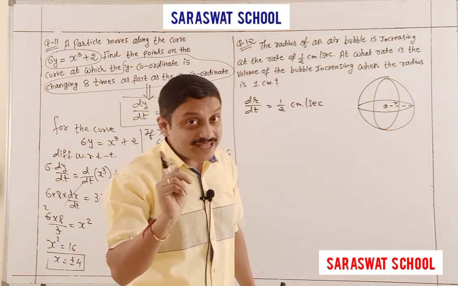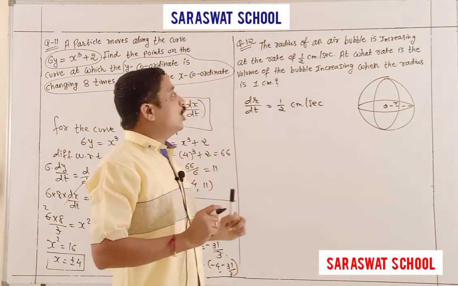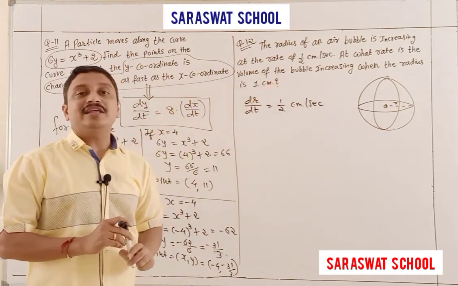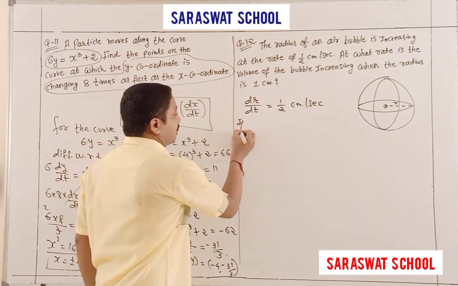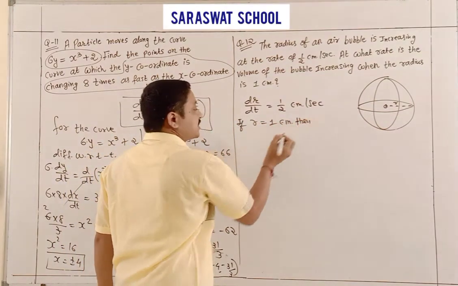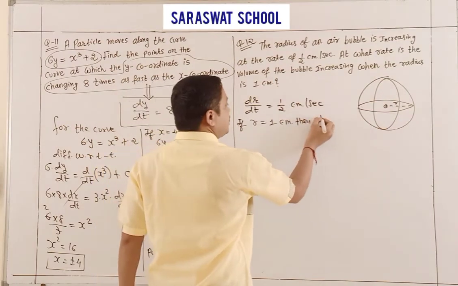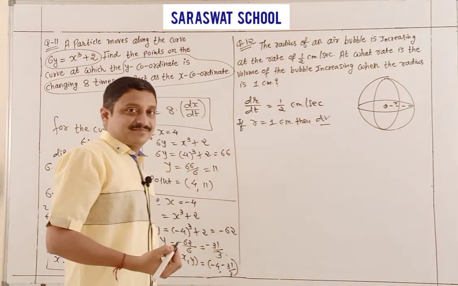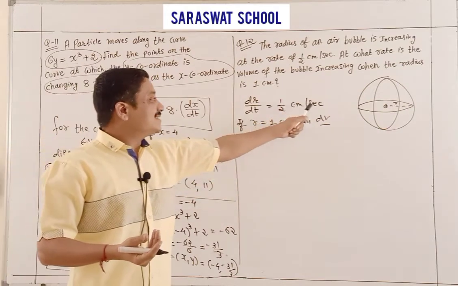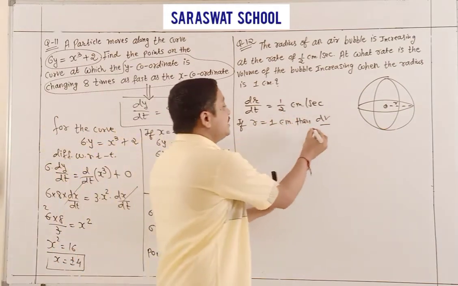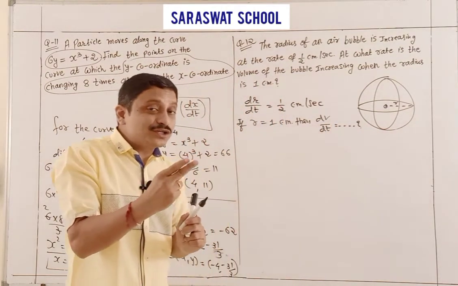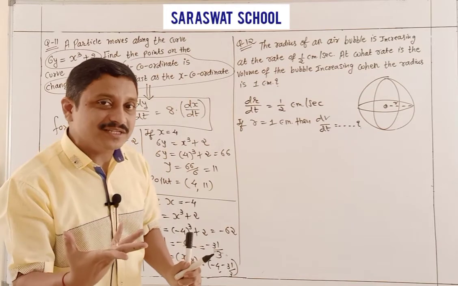And volume. At what rate is the volume of the bubble increasing when the radius is 1 cm? It means if r equals 1 cm, then we are asking for the volume change, dv versus what? dv versus dr or dt? Yes, it is the time. So here dv by dt is my target. So you properly read the question one time, two times, three times, students.